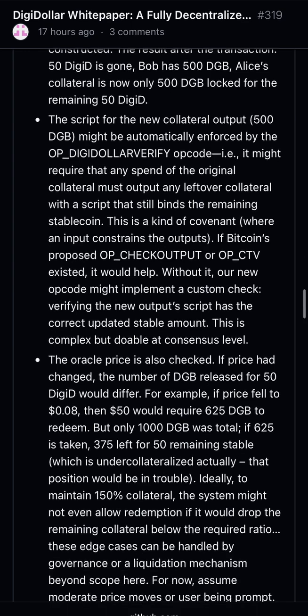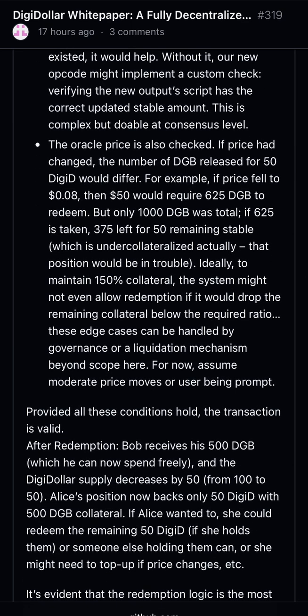The oracle price is also checked. If the price had changed, the number of DGB released for 50 DigiDollar would differ. For example, if the price fell to 8 cents, then $50 would require 625 DGB to redeem. But only 1000 DGB was total. If 625 is taken, 375 is left for the 50 remaining stable, which is actually under-collateralized, so that position would be in trouble. Ideally, to maintain 150% collateral, the system might not even allow redemption if it would drop the remaining collateral below the required ratio. These edge cases can be handled by governance or a liquidation mechanism beyond the scope here.